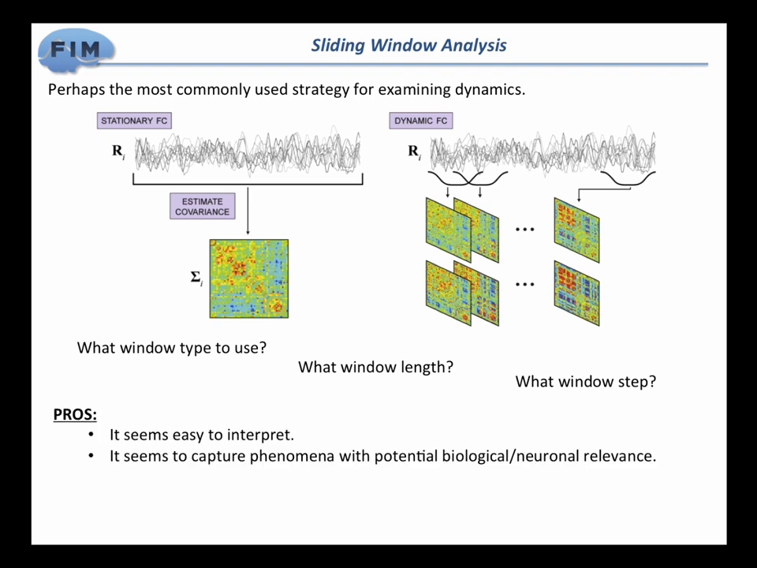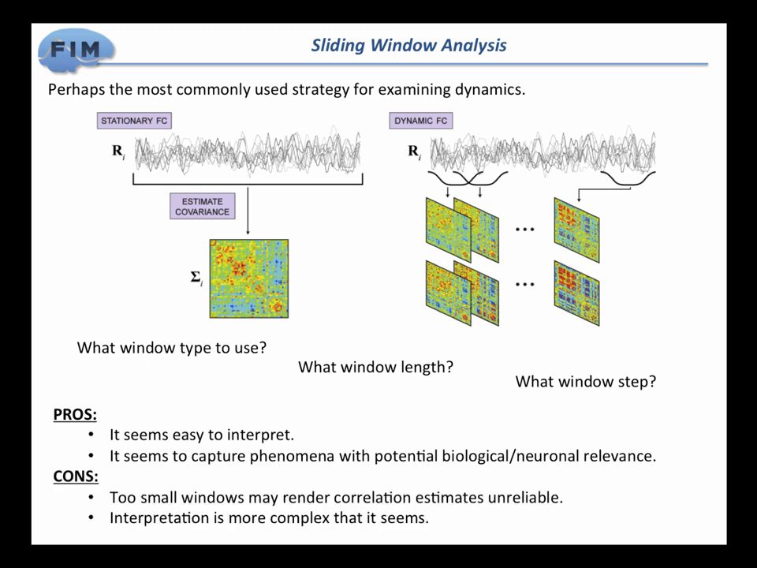And I could put many other questions. As I was saying, it seems to be a very easy to interpret method. It seems to capture phenomena with potential biological neuronal relevance. And by that, I mean not just because you look at it, but because of all the studies I've shown, including some of our own.